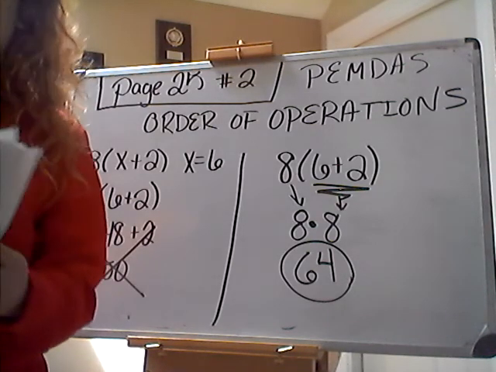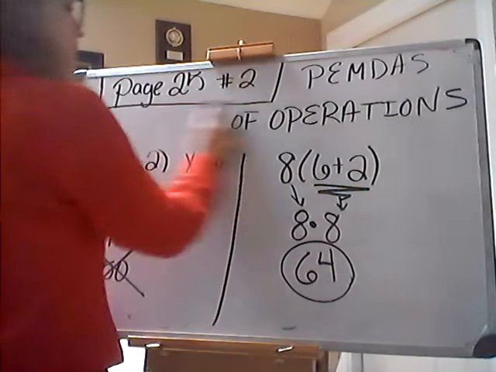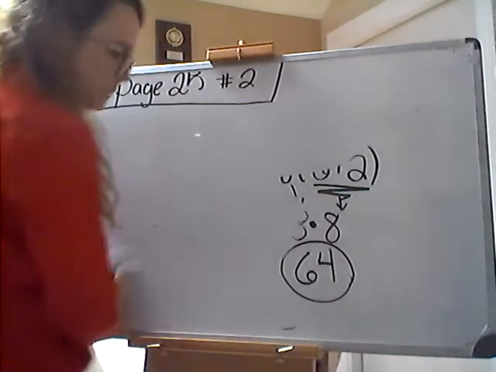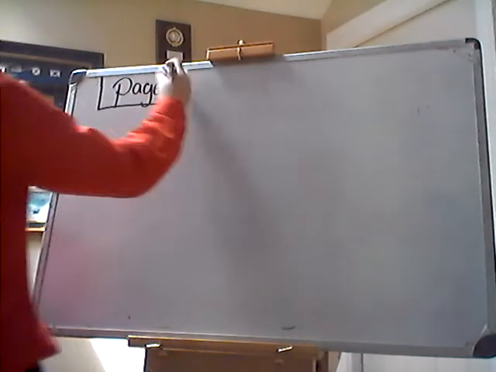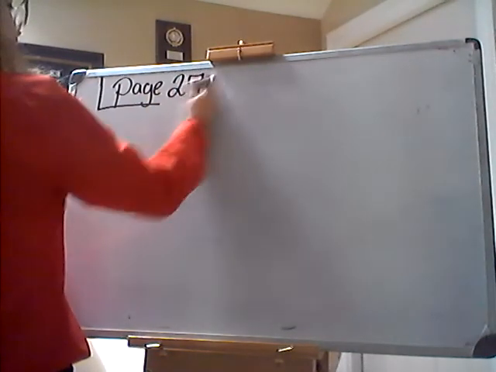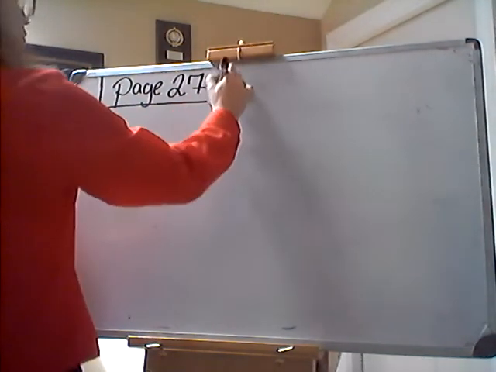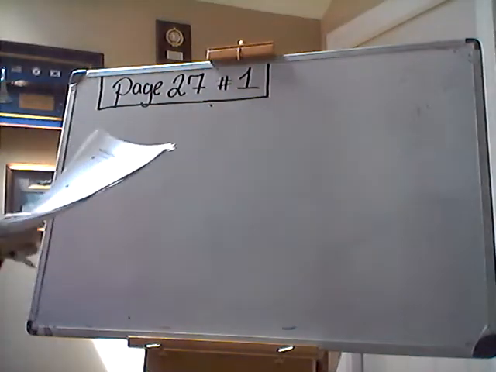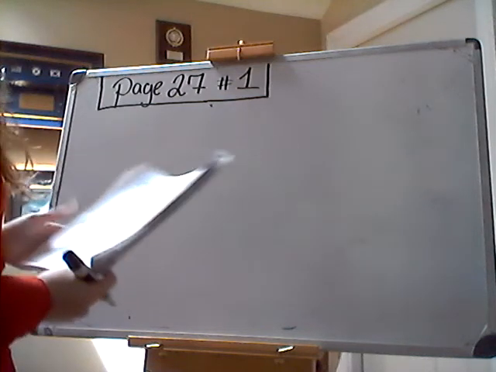Same thing with page 27. Page 27 is not necessarily an order of operations problem anymore. We'll do number 1 first. It says, determine whether each pair of expressions is equivalent. Show your work.